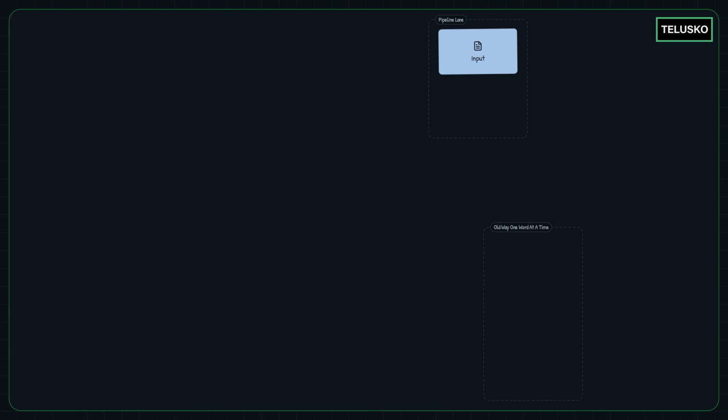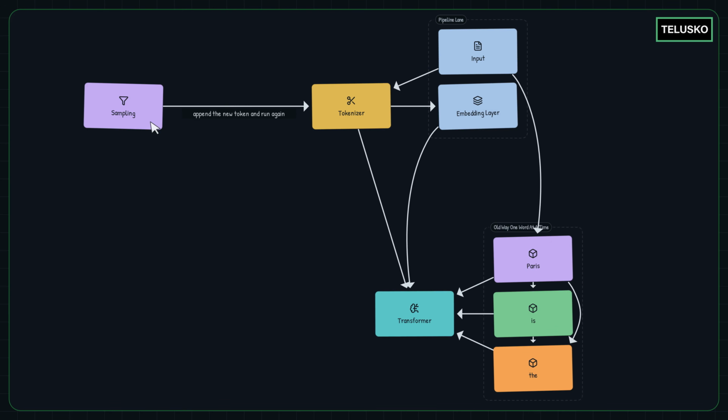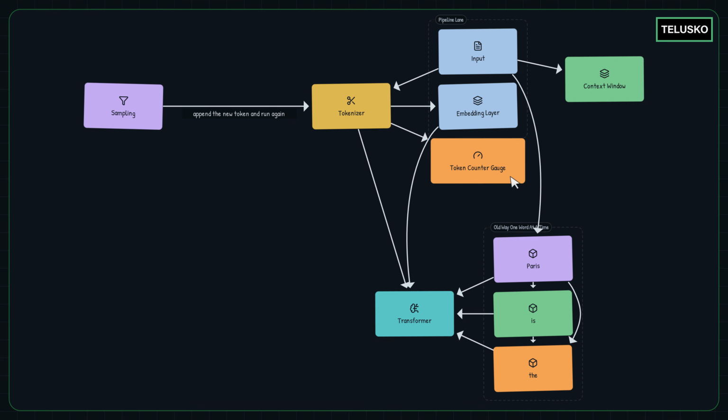Now that we have seen how the generation loop picks one token at a time, let us map where this boundary sits inside our pipeline. This is the context window. It is nothing but the maximum number of tokens the model can look at in a single request, your prompt plus its reply together. And here is the thing that catches people out.